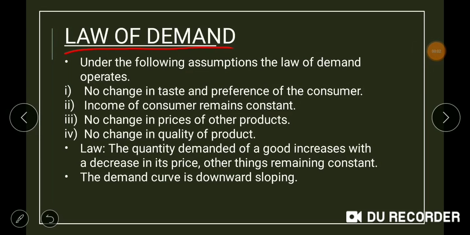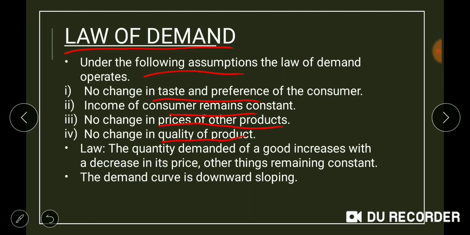Law of demand. The law of demand expresses the relationship between quantity demanded and its price. It operates under the following assumptions. Firstly, no change in taste and preference of the consumer. Secondly, the income of the consumer is assumed to remain constant. Thirdly, there is no change in price of other products. And finally, there is no change in the quality of the product.